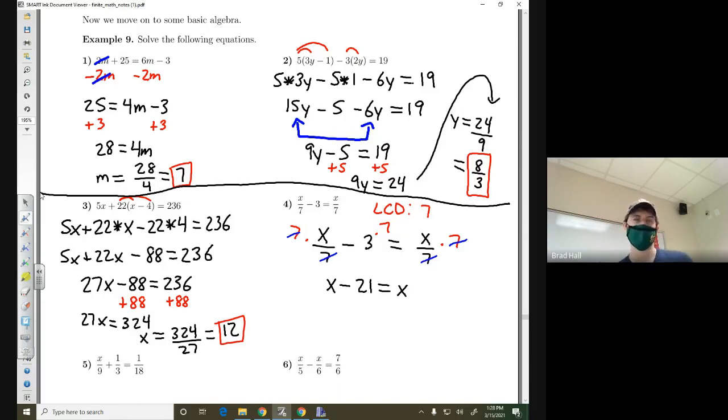What do we do next? Yeah, which x should I move where? I guess really it doesn't matter. Let's subtract that x over here. Get the negative 21 by itself. But look what happens. x minus x is 0. x minus x is 0.